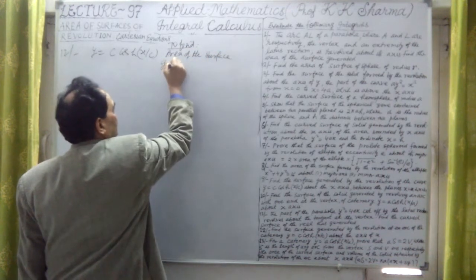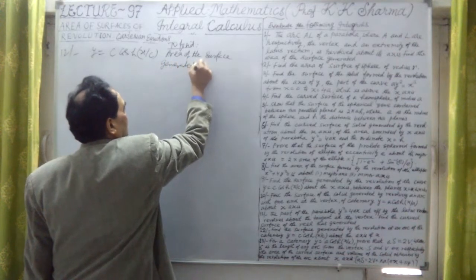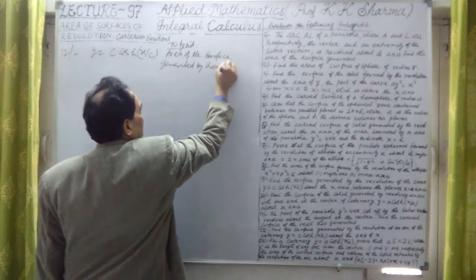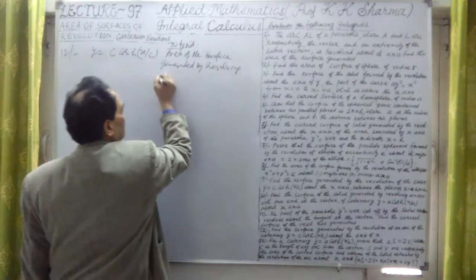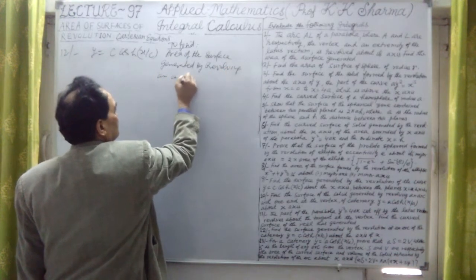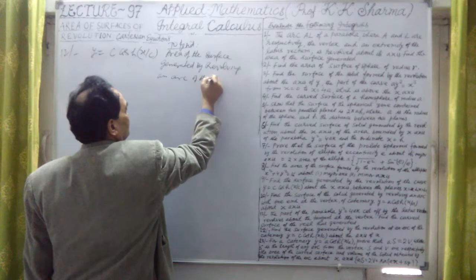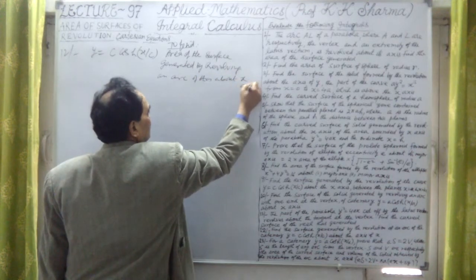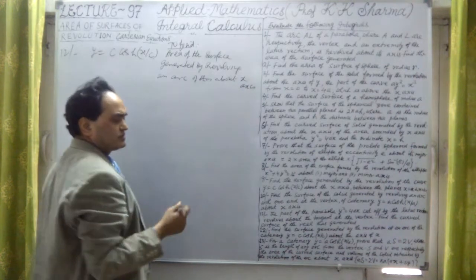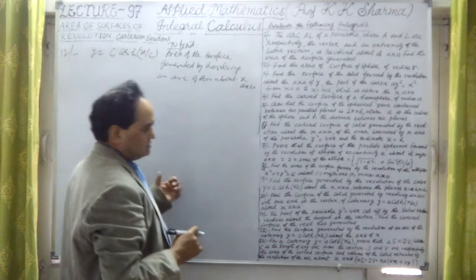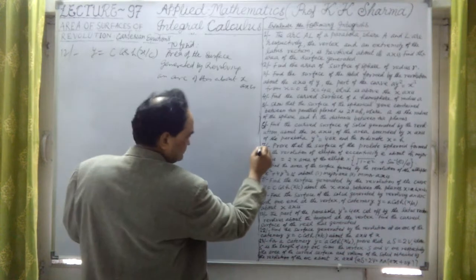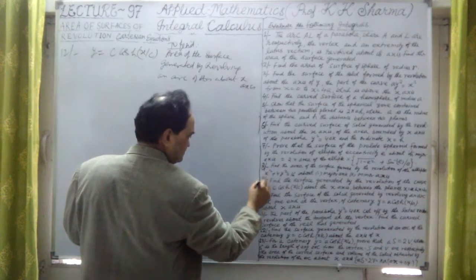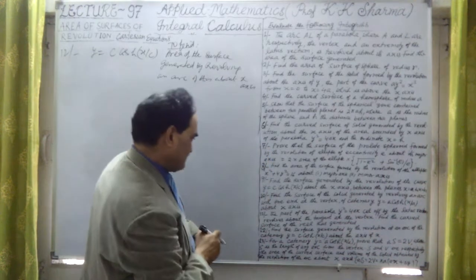generated by revolving an arc of this about x-axis. Now no limits are given, so we can take 0 to x. General question, from the vertex to any point. Okay, as given from vertex.